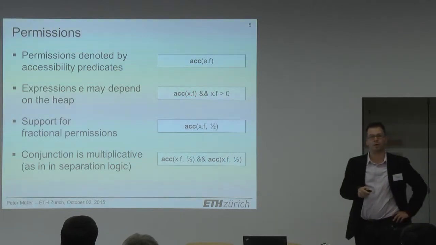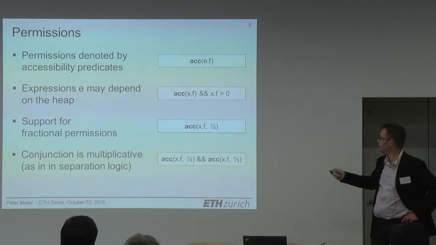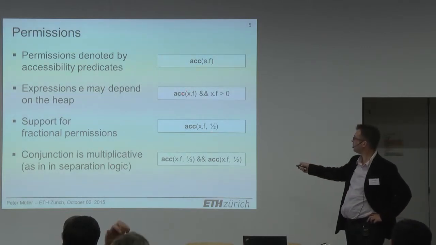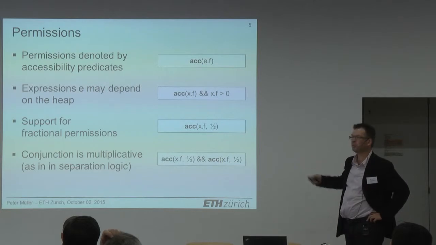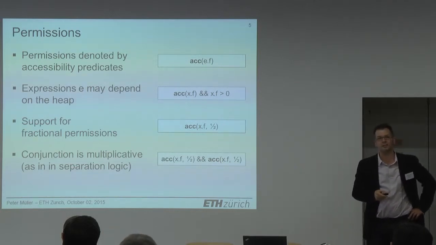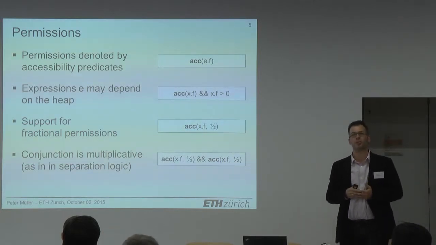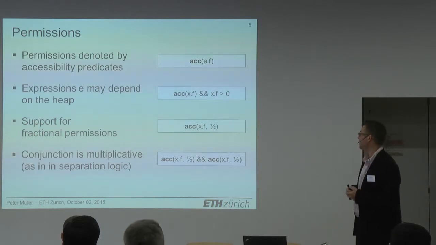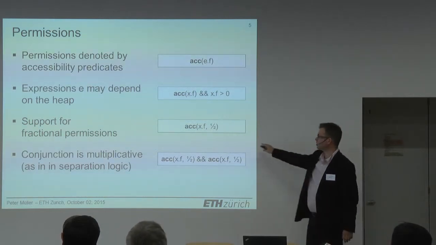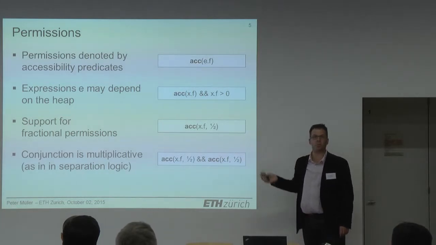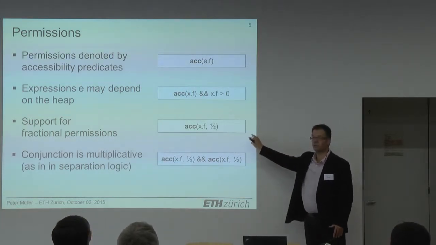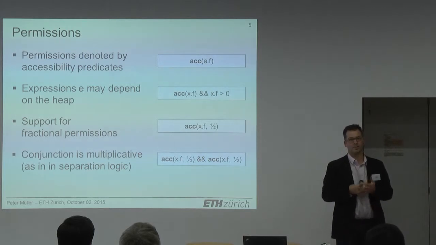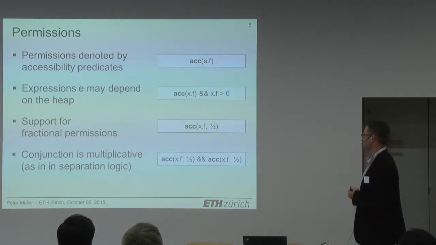We support fractional permissions, so we can divide a permission up into smaller chunks, like for instance here we have half a permission to x.f, and that's very useful if you want to support concurrent reading while still having exclusive writes. What that basically means is whenever you have a non-zero fraction, any positive value, you can read, but only if you have the full fraction, then you can write, okay? And this is how you can support that.